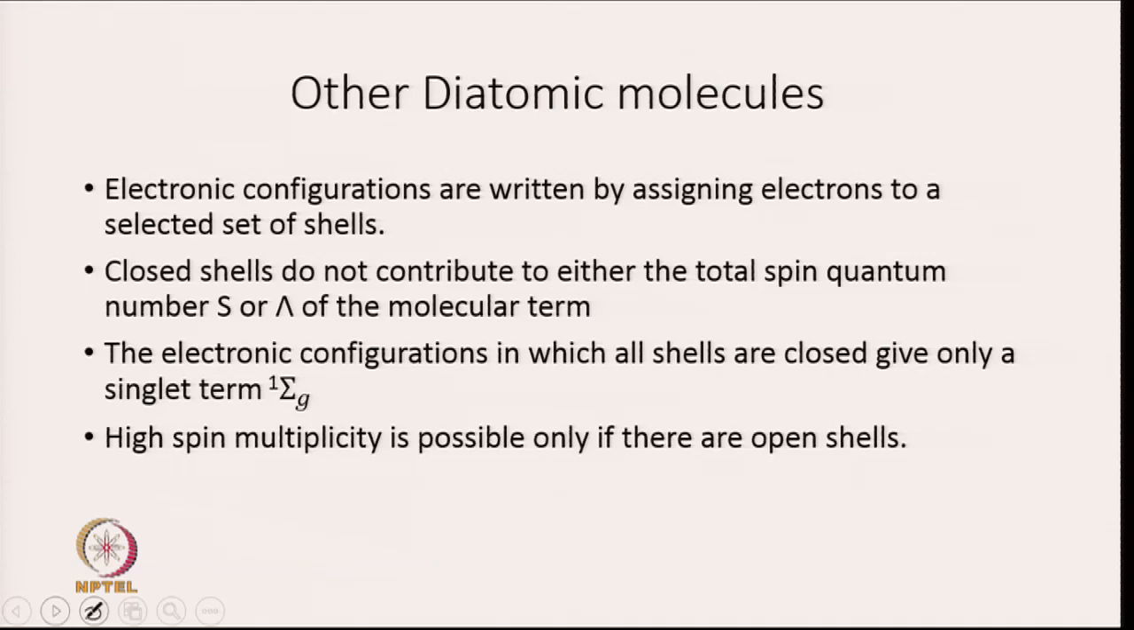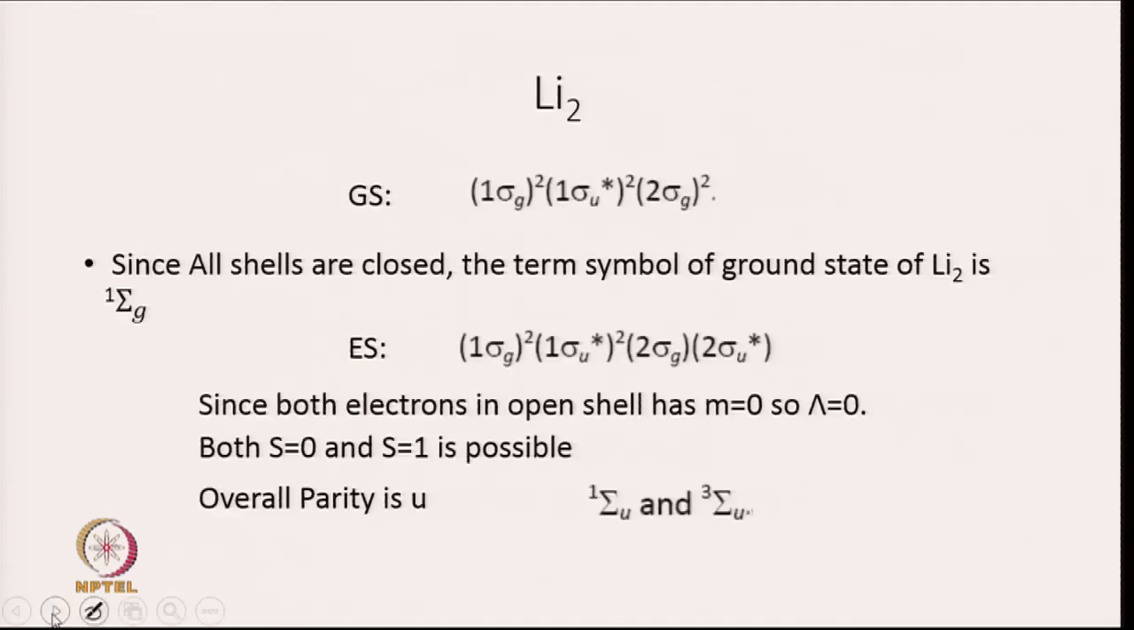For other diatomic molecules, electronic configurations are obtained by assigning electrons to a selected set of shells. Closed shells do not contribute to either the total spin quantum number S or the length of the molecular term. The electronic configuration in which all shells are closed gives only a single term. This is 1 sigma g. High spin multiplicity is possible only if there are open shells. Now, I will discuss only one case and then I will stop.